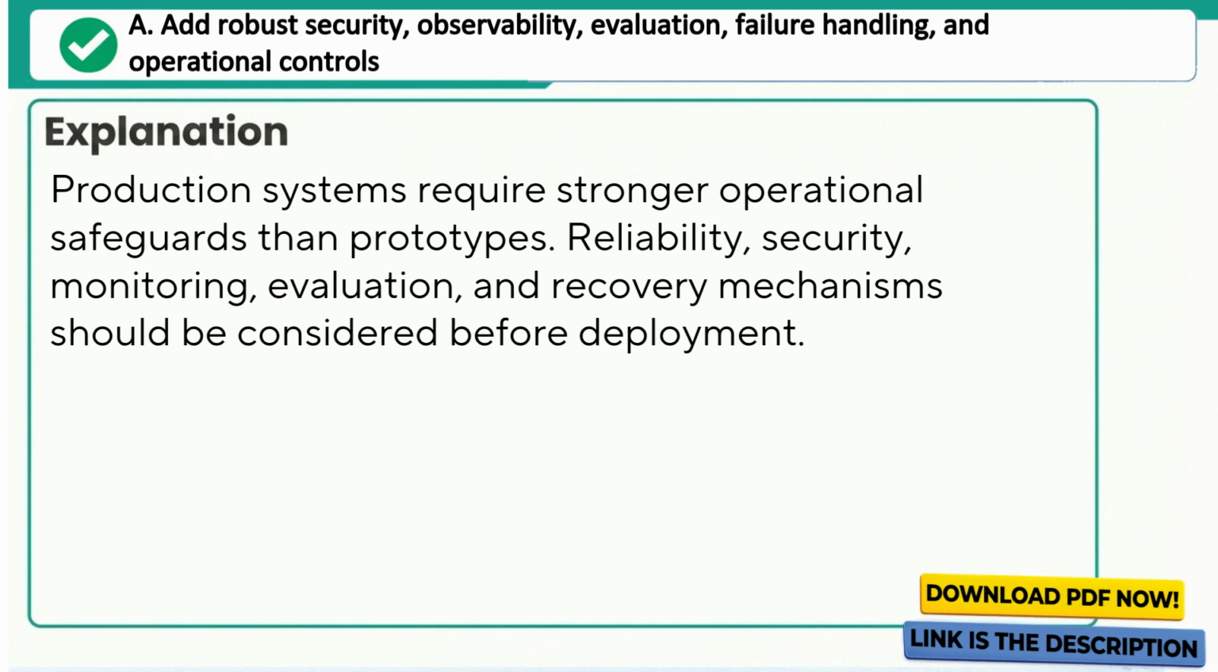Explanation. Production systems require stronger operational safeguards than prototypes. Reliability, security, monitoring, evaluation, and recovery mechanisms should be considered before deployment.